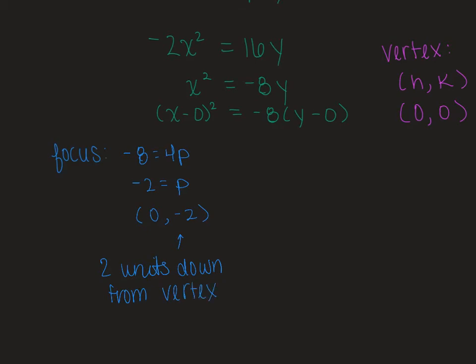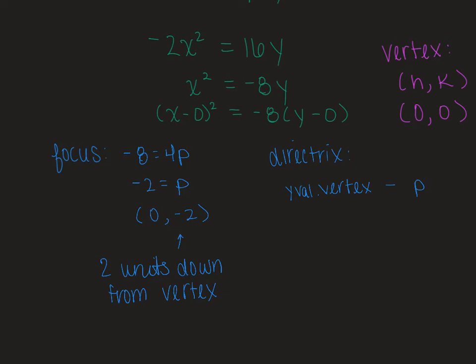Okay, and we know it was down because it was negative. So now let's look at our directrix. Our directrix is going to be 2 units in the other direction of your focus, your vertex. The best way to think about it is it's always the line, your vertex, the y value, put that in there. So y value of your vertex and then minus p.